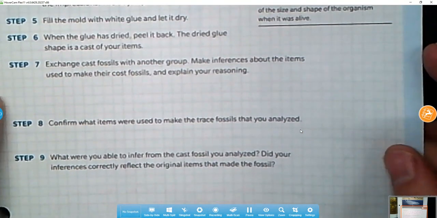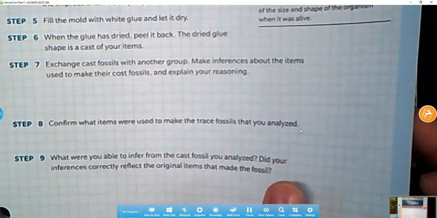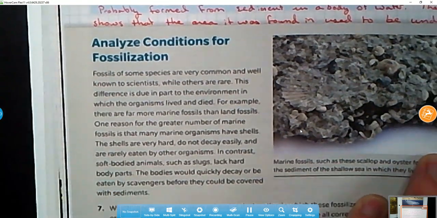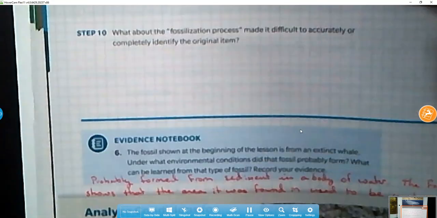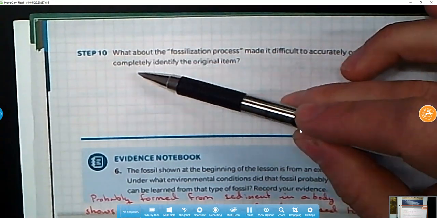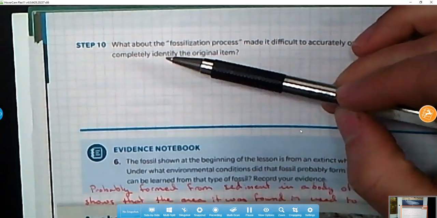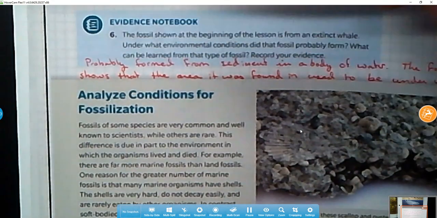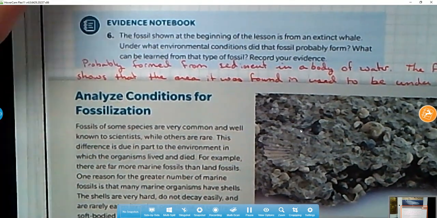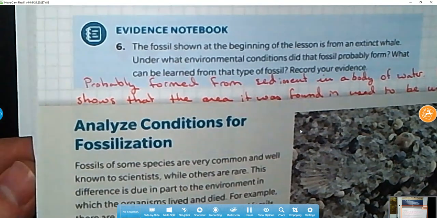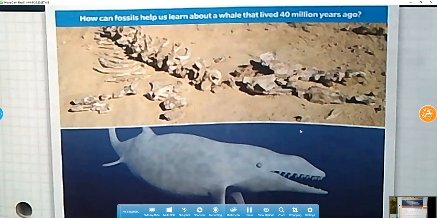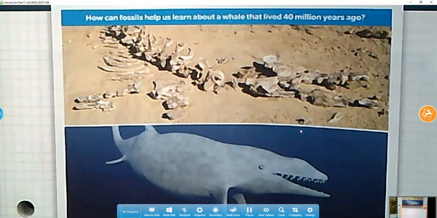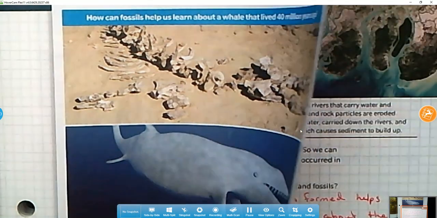Okay, we're actually going to skip page 9 here. This is a hands-on lab. We're not going to do this lab right now, so we're going to skip page 9, and we're going to page 10. At the top of page 10, this is actually just the finishing up from the lab, so we don't need to do this part right here, but we're going to look right here, number 6, from the evidence notebook. Now remember, our evidence notebook is referring back to that first page with the whale picture. So when we talk about the evidence notebook, it's referring back to this page here with the picture of the whale and the skeleton, that artist's rendition there.